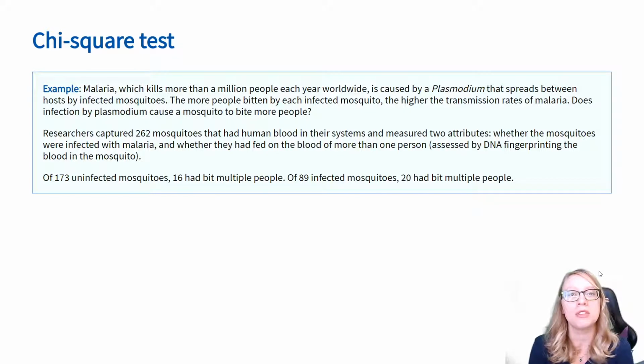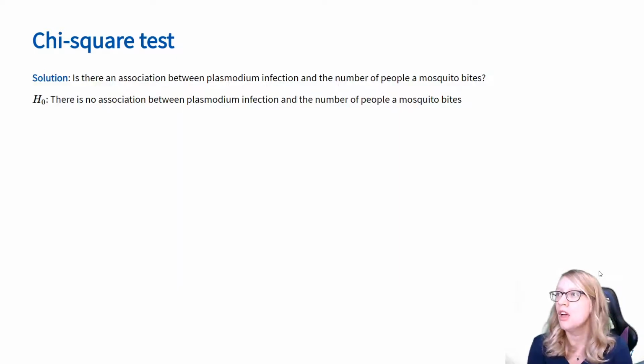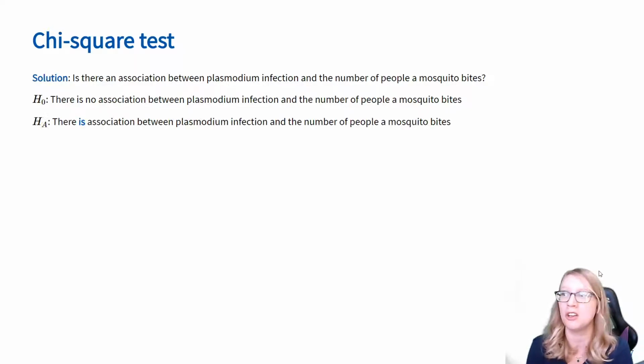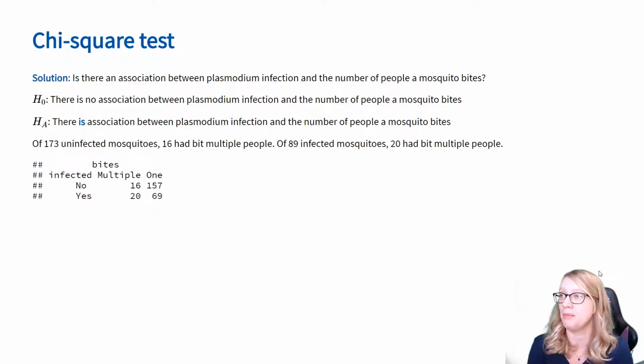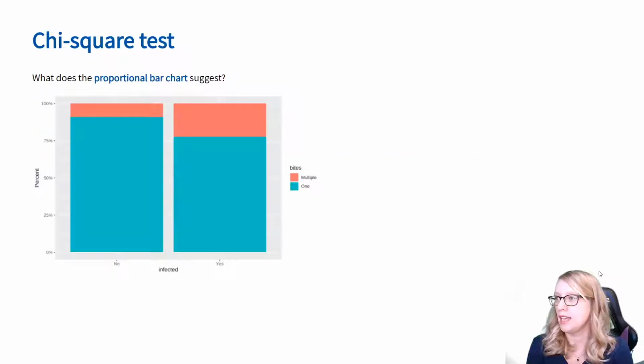Of the 173 uninfected mosquitoes, 16 had recently bitten multiple people. Of the 89 infected mosquitoes, 20 had bit multiple people. So is there an association between whether or not a mosquito is infected with malaria and how many people it's biting? So our null hypothesis is that there is no association between the Plasmodium infection, which causes malaria, and the number of people a mosquito bites. Alternative hypothesis, there is an association, there is a relationship. So here is our data, again reproduced in this two-way table.